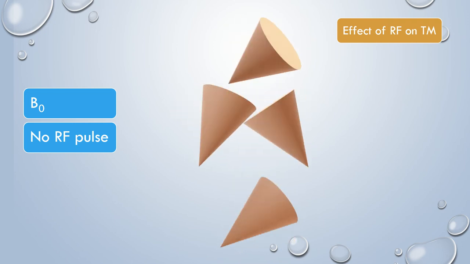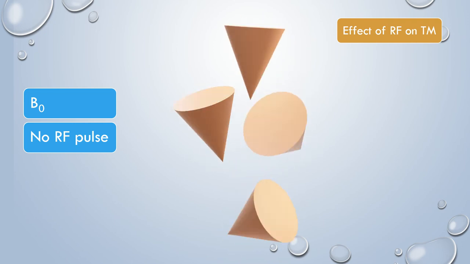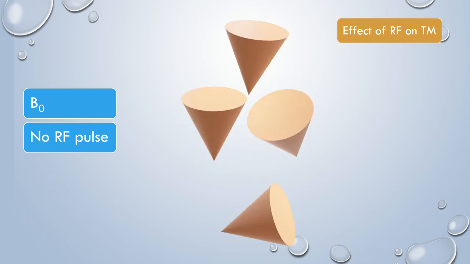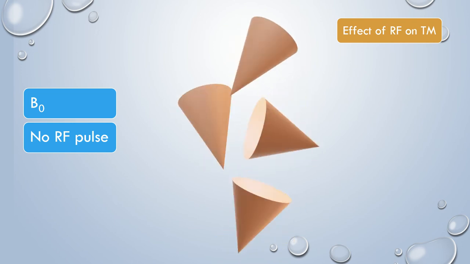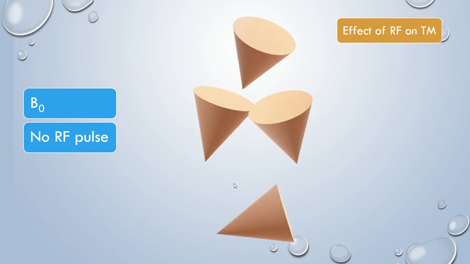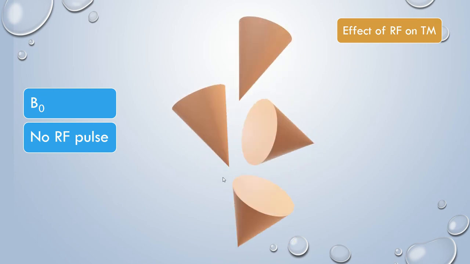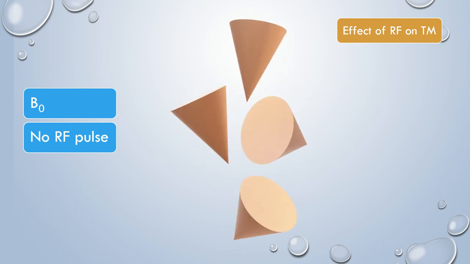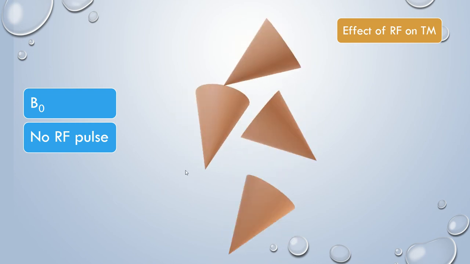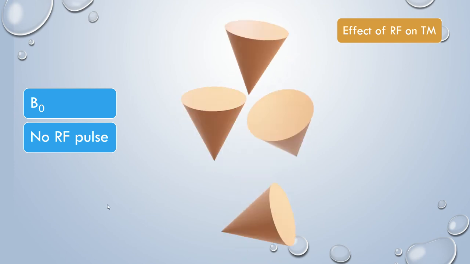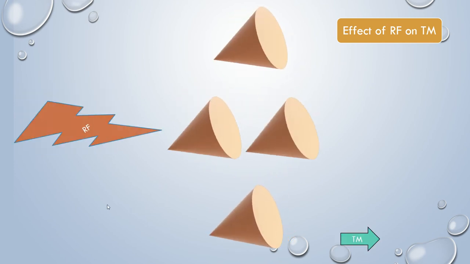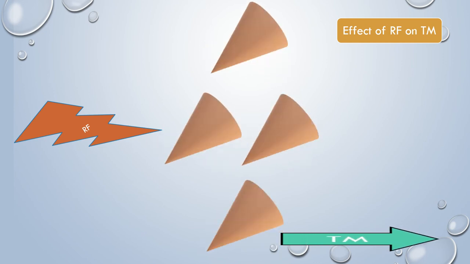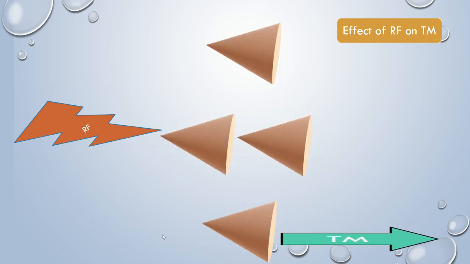The second effect is phase coherence, and that's going to be seen as the effect of RF on the transverse magnetization. So again, the protons are precessing in the magnetic field, which is the external magnetic field, but there is no RF pulse yet, so they are precessing randomly. They are not coherent. Once you give the RF pulse, they start to precess coherently, and that's going to increase your transverse magnetization.